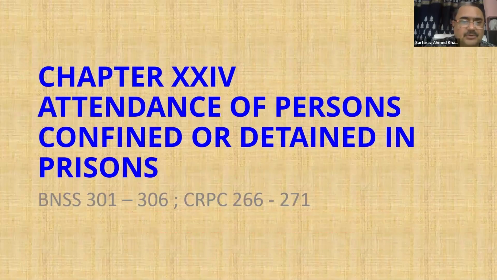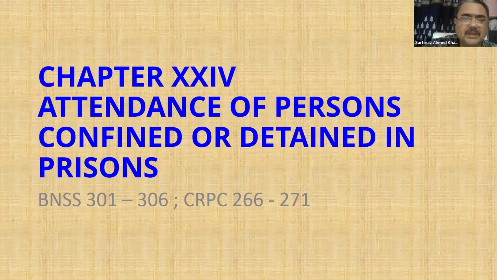So the first is Chapter 24, attendance of persons confined or detained in prison. Suppose someone is already in custody in jail somewhere, how can they be brought before the court? You have around six sections. In CrPC, it was from Section 266 to 271. In BNSS, this is from 301 to 306. Those are the general provisions.